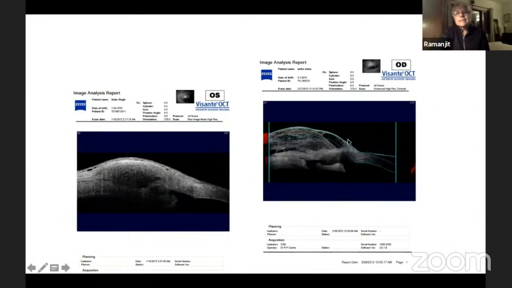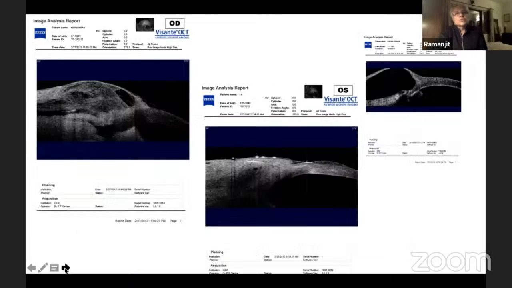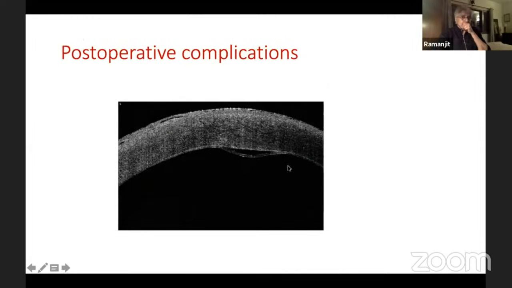So you can see that these kind of cystic spaces probably lead to a dysesthetic bleb. They may be leading to lower IOPs, but the patient is going to be quite uncomfortable. This is a much more gradual rise in the contour of the bleb and is less likely to cause problems as far as the patient is concerned. What we also see is post-operative complications that may occur when we're doing trabeculotomies.